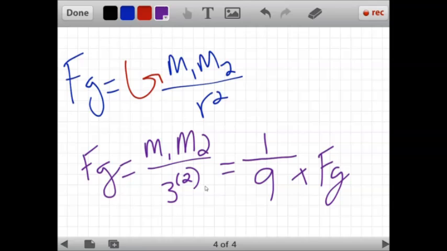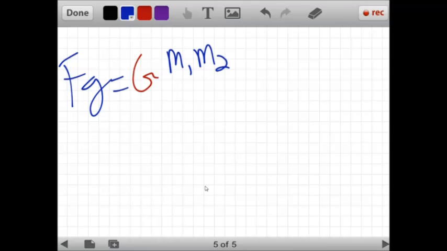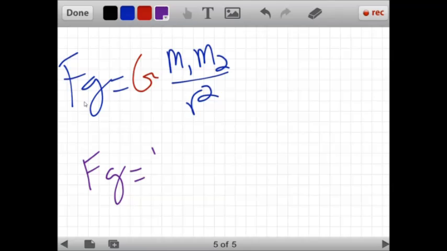All right, last one. Let me go ahead and write out the equation. You can probably already predict what's going to happen here. What I've been doing so far is doubling or tripling the radius. Let's see what happens when I make the radius smaller. What do you think is going to happen to the force of gravity if I make this smaller? Remember, if I made it bigger, this got smaller. So if I make this smaller, this should probably get bigger. Let's see if that's the case. So I'm going to halve the distance between the two objects.